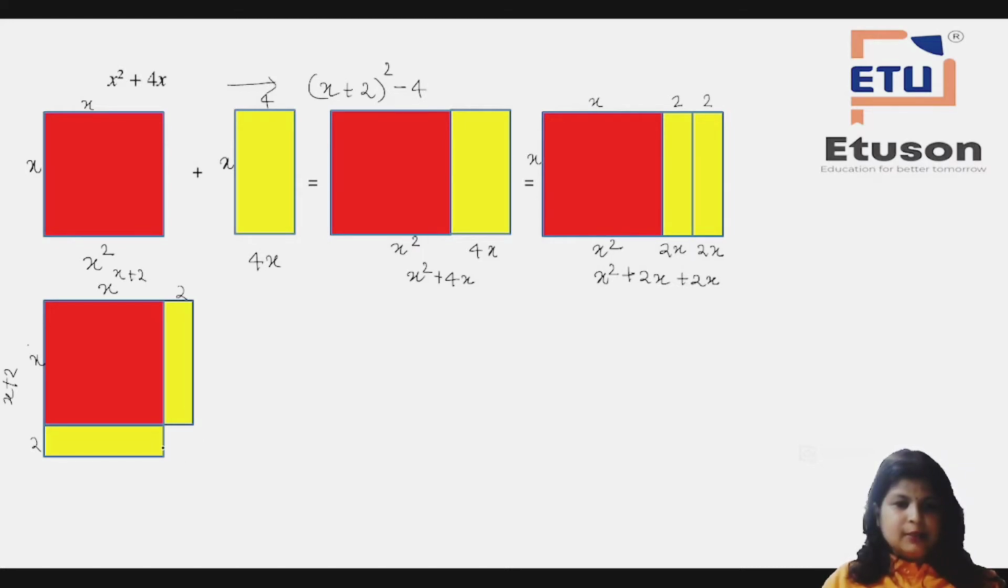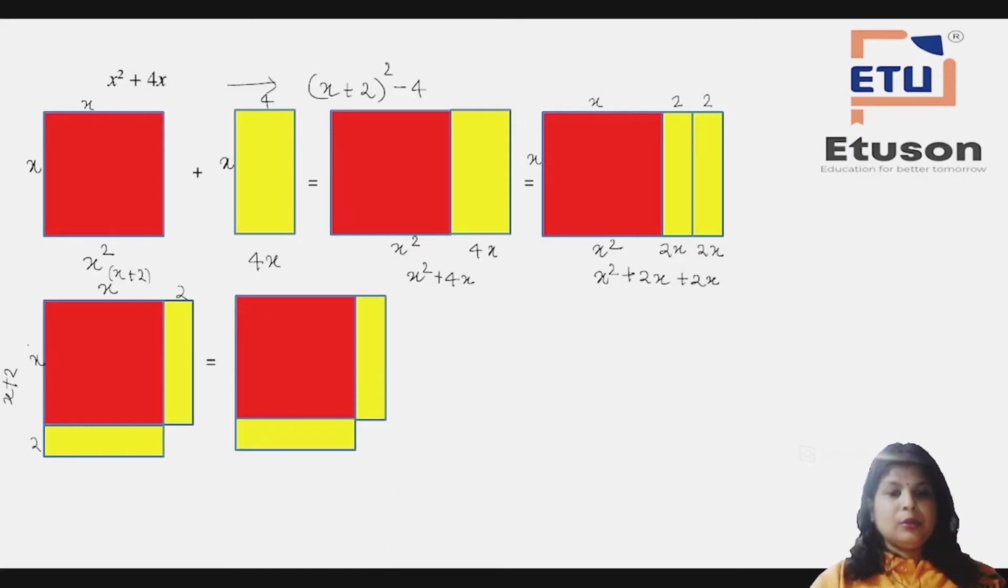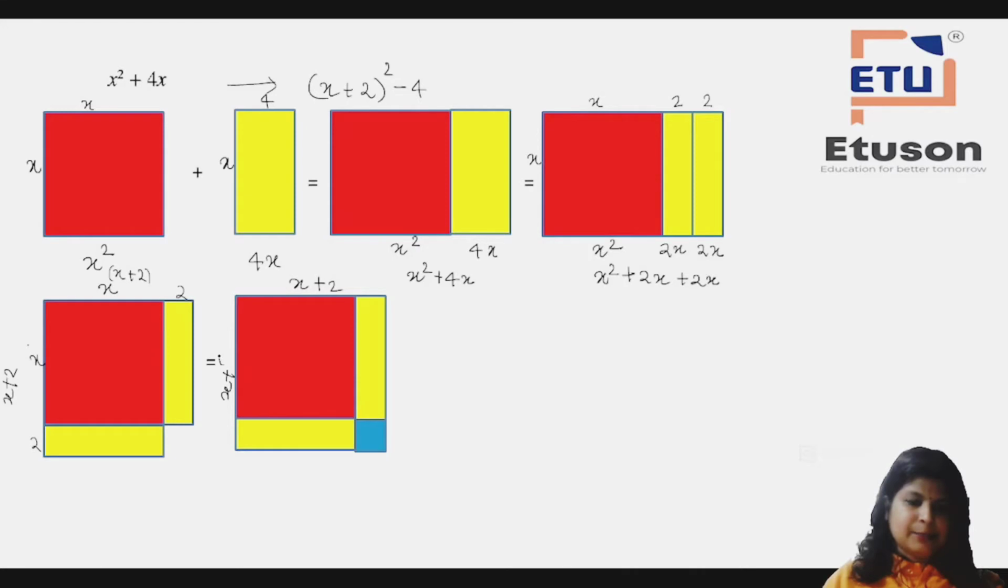But this region is not there, right? So what we can do is, we can add one small square over here and subtract the same so that the answer remains unchanged. Can you do that? Okay. So I will just add one square, what I was telling. I am doing the same. So now can you check here? Here this is x plus 2 and this is x plus 2. Correct or not? So now here you have added one square.